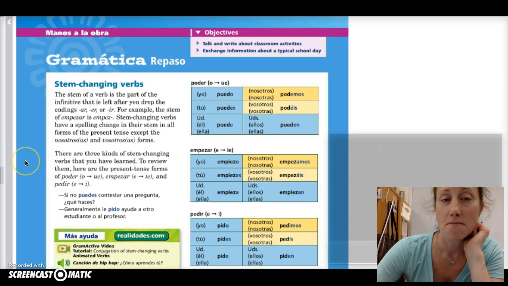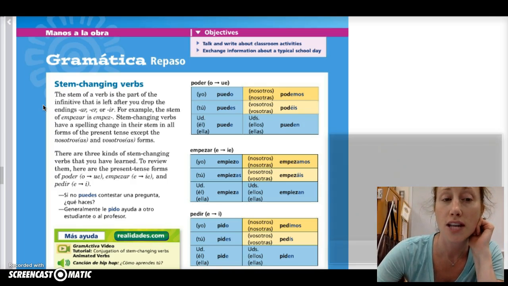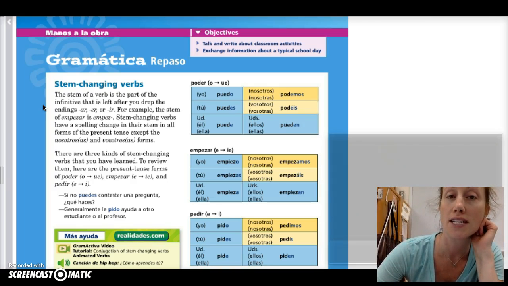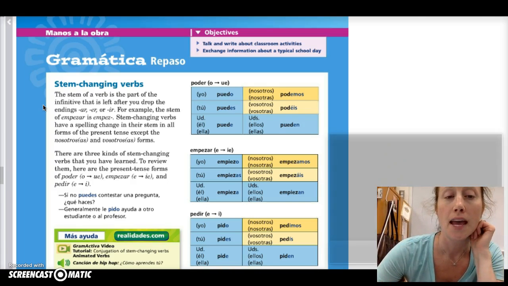The stem of a verb is the part of the infinitive that is left after you drop the endings AR, ER, and IR. For example, the stem of empezar is empez, so we just took off the AR. And why are they actually stem changing? Well, let's take a look.